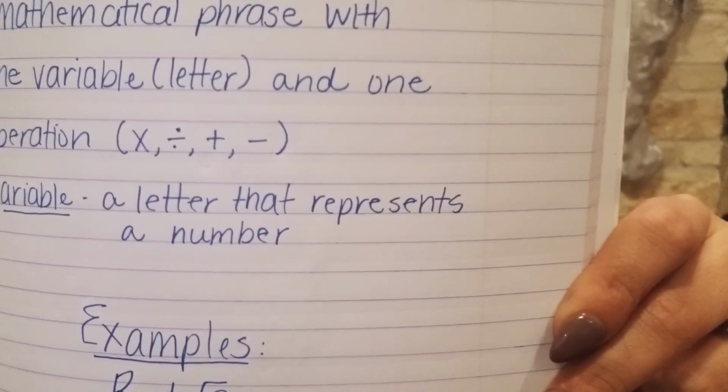Expressions don't necessarily have an answer. And when I say they don't have an answer, it's because we don't know what that letter represents. That letter could be 10, that letter could be 5, that letter could be 27. We don't know what the letter represents at this time. So because we don't know what the letter represents, it's not an equation. An equation means you have an equal sign. 5 plus 2 equals 7. That's an equation. But for an expression, there is no specific answer. There could be many answers for an expression.